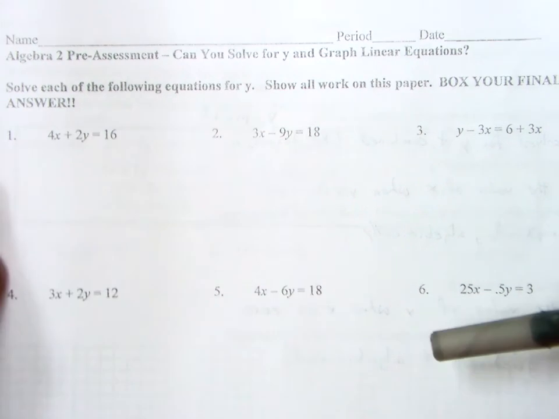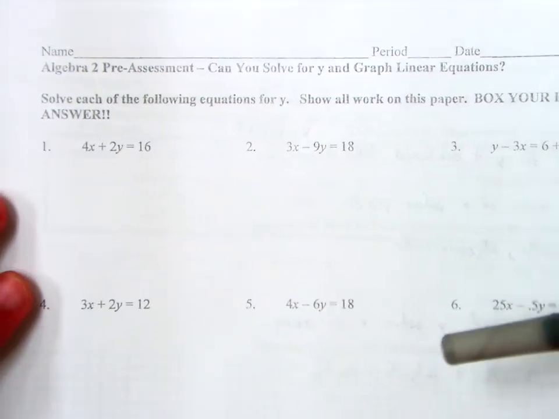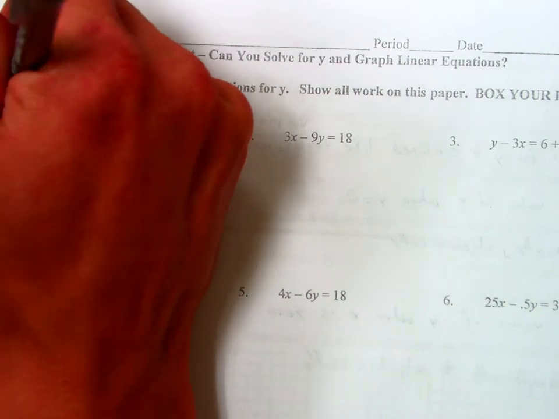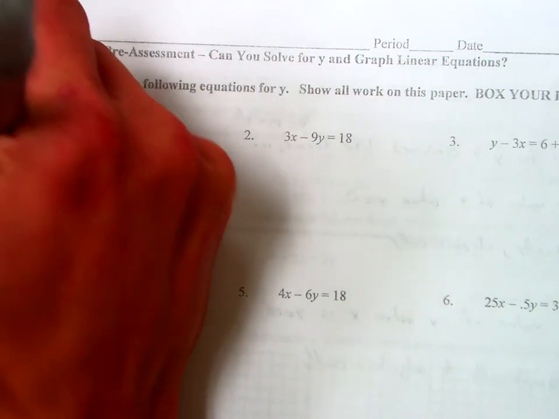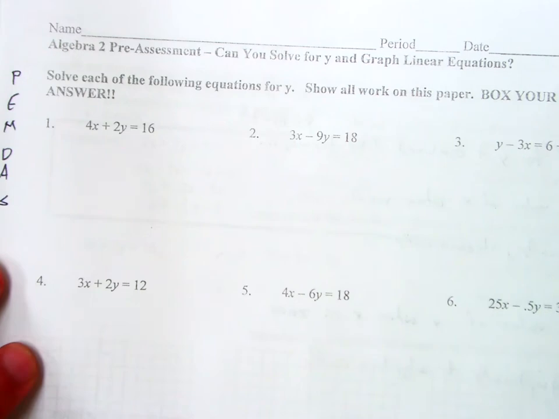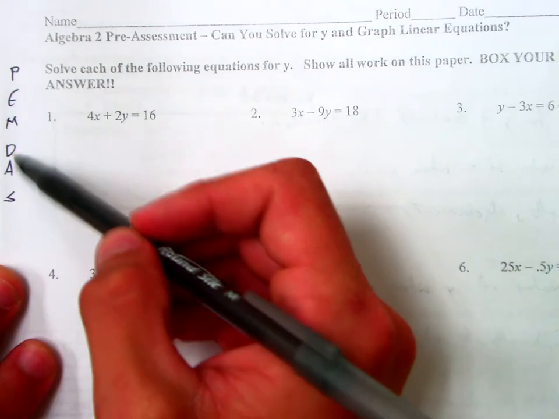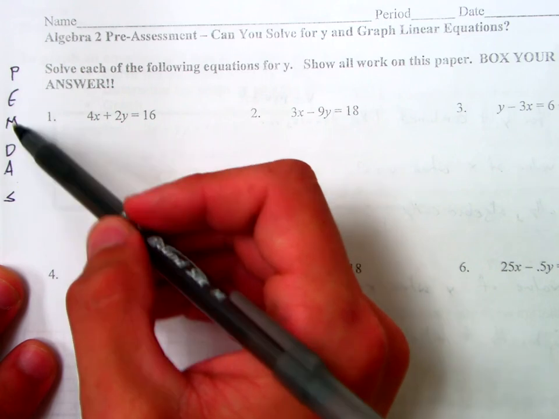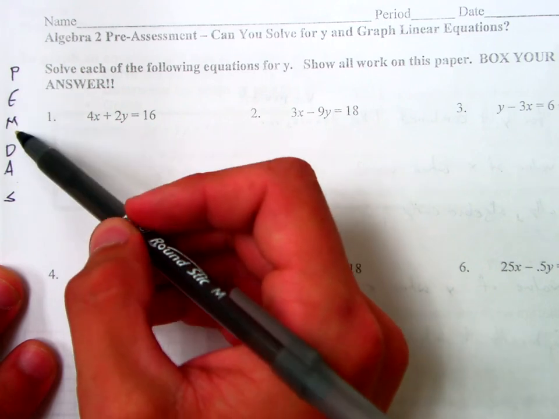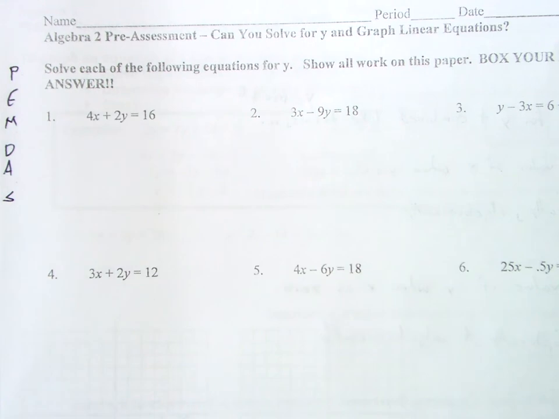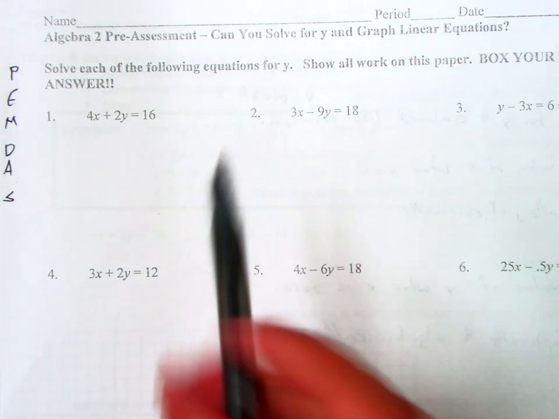But again, it's PEMDAS in the opposite order. Okay, so let me write it real quick. PEMDAS, but backwards. So I'm starting with anything being added or subtracted. Once I'm done with that, anything multiplied or divided. After that, go to exponents. After that, whatever's left over in parentheses. Okay?